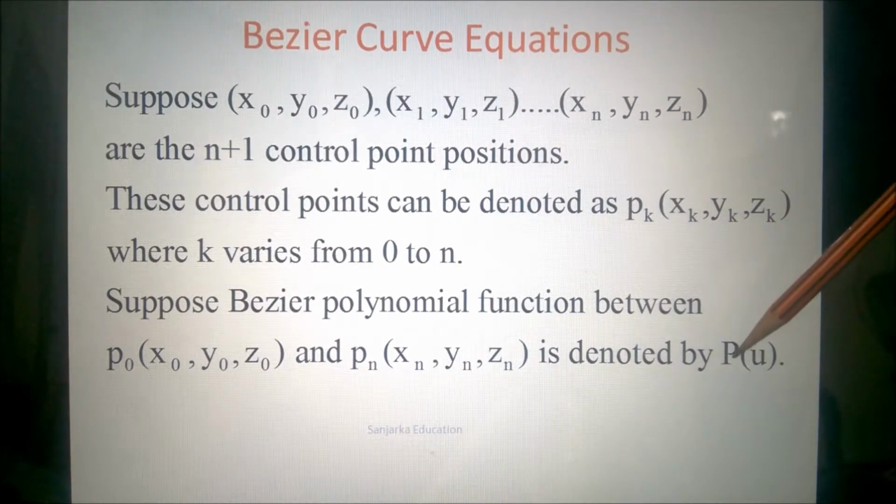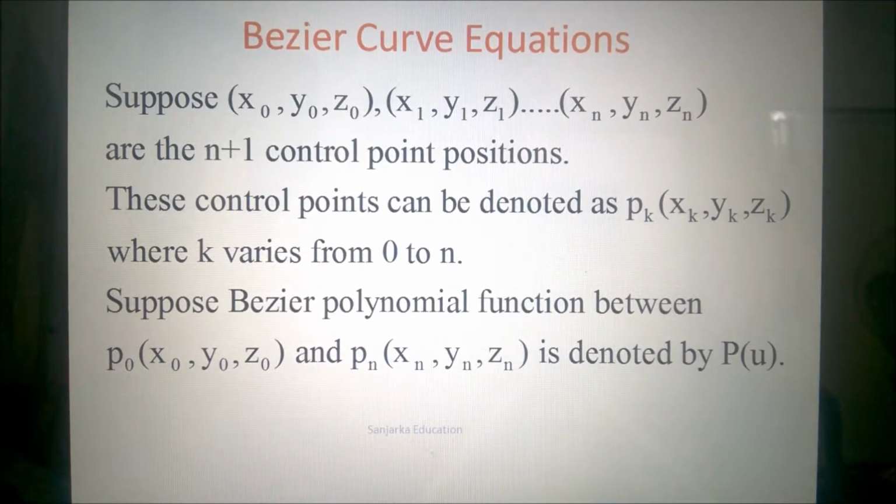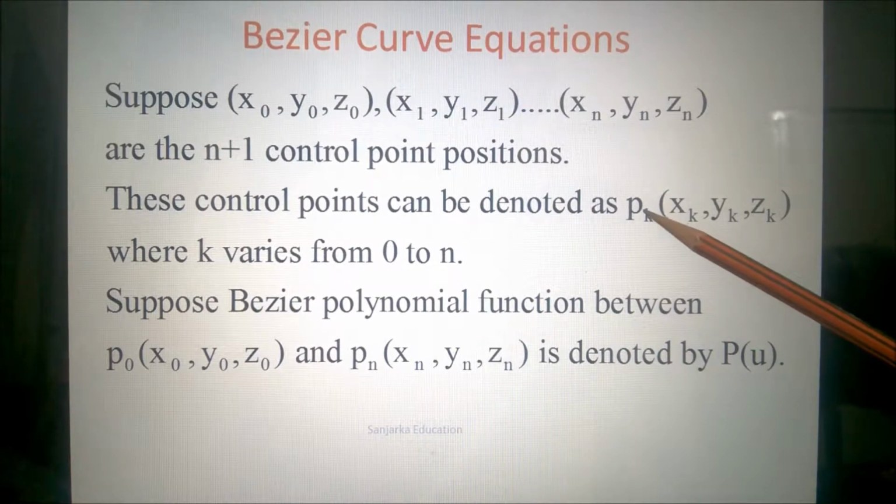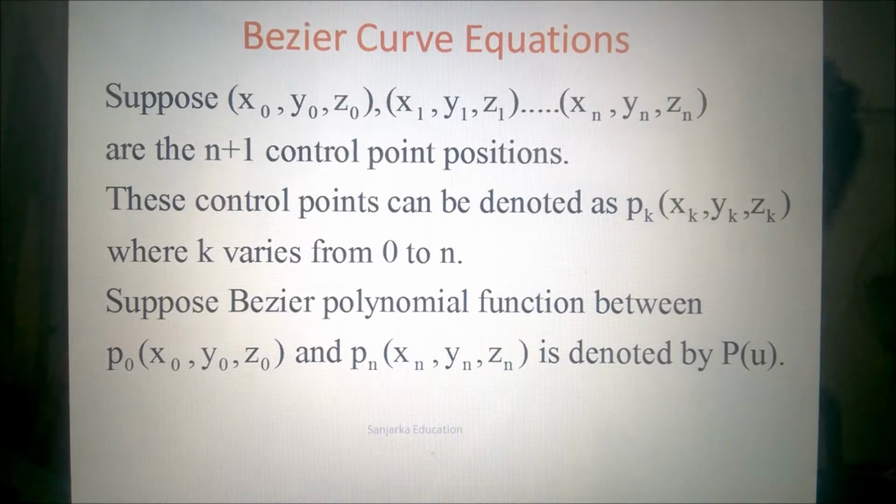Now suppose the Bezier polynomial function between the first control point and the last control point is denoted by P of u. Here I want to mention it is a capital P, and u will vary from 0 to 1, which we are going to discuss. Therefore this capital P refers to a point on the Bezier curve. That is an important thing to mention: the capital P symbol is used for a point on the curve itself, and the small letter p denotes control points.